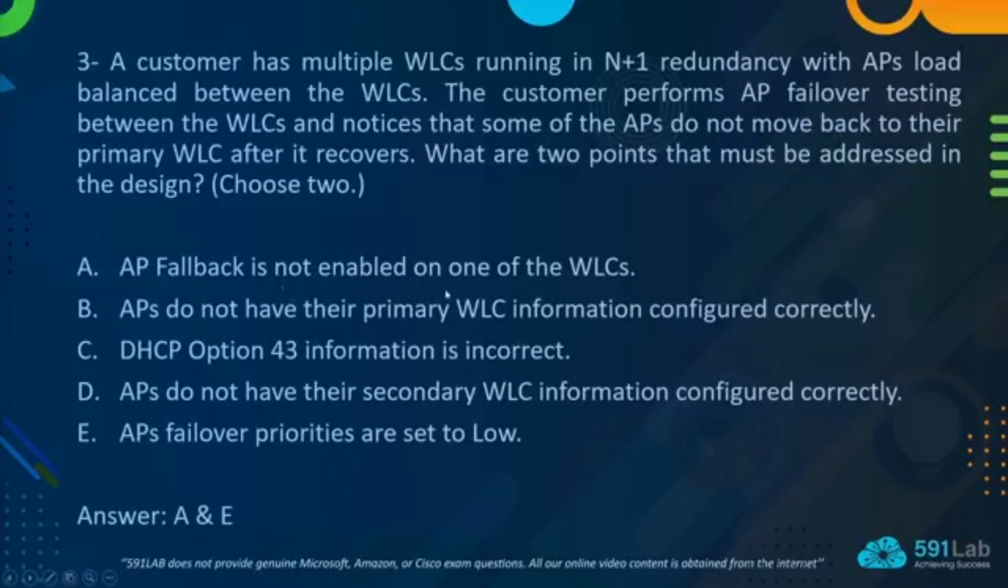AP fallback is not enabled in the controller, so we go back, like I said, and enable it on both controllers, or on the primary basically, and the secondary and other controllers, since we have N+1. And the AP's failover priorities are set to low. We need to increase it to medium or to high or critical.